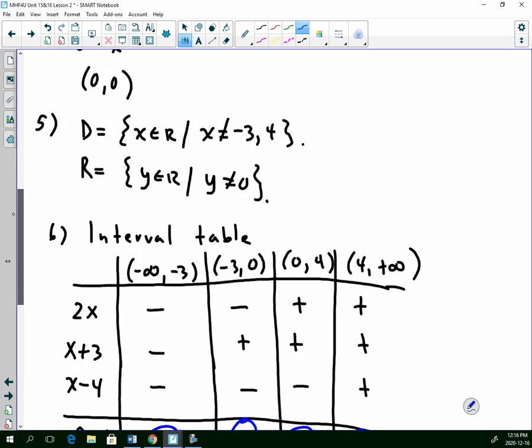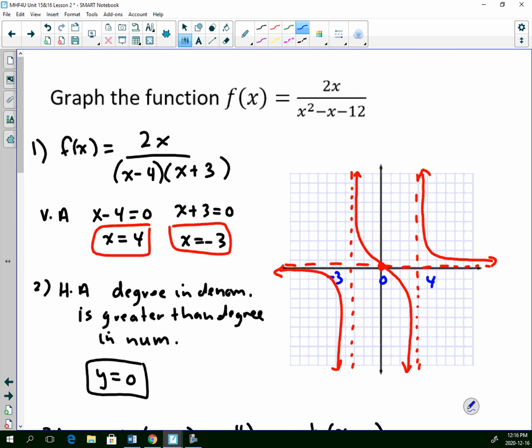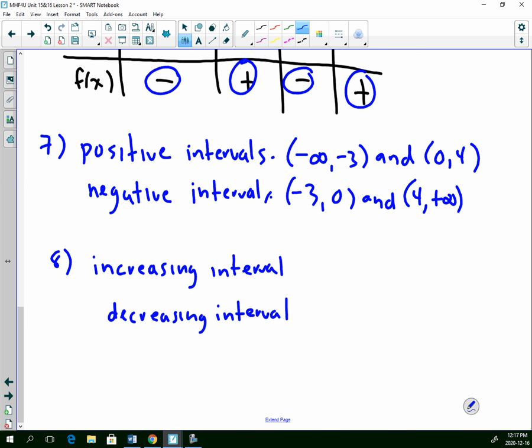So increasing is when it goes up from left to right, and decreasing when it goes down from left to right. Well, it's going down in the first part, it's going down in the second part, and it's going down in the third part. So there are no increasing intervals. So we just write none. And then it's going down. So these are 3 separate intervals because there's breaks in between.